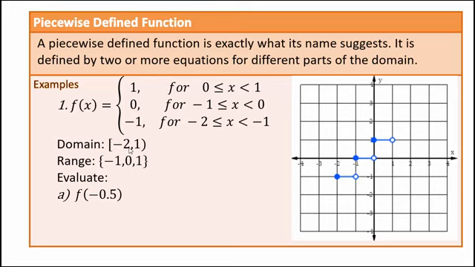Good, negative 0.5 is here, which means that the output would be 0. F of 0.5 would be 1. F of negative 1.5 would be negative 1. And that's because of where they fit. We'll spend a little more time on these functions. So let's look at the next example.